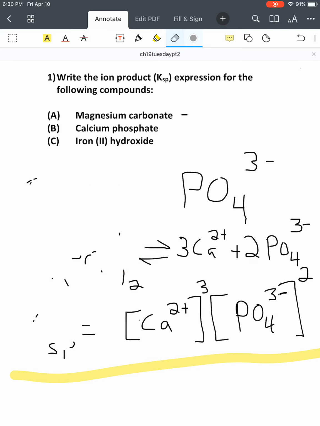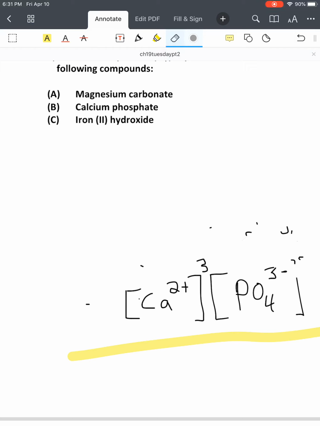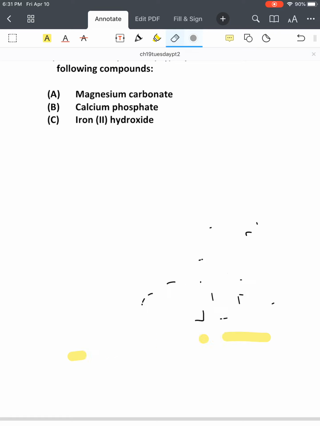So all we're doing here really is understanding what the KSP expression is all about, right? Understanding it's just an equilibrium constant for the dissolution of a sparingly soluble salt. I think if you get that, you can probably write these KSP expressions. It's not too terribly difficult because it's more or less doing the same things we've been doing for weeks now, right? We introduced it even before spring break. Nonetheless, we'll try one more.